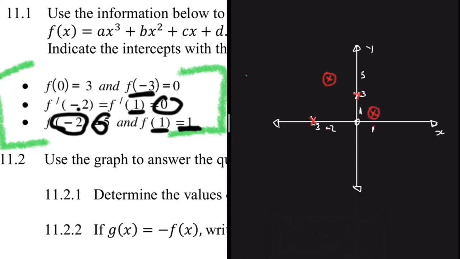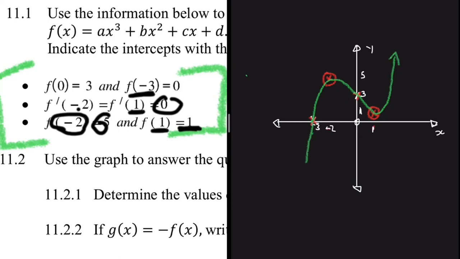So now you can see how your graph is going to look. We have this turning point here, so we're supposed to turn. And then when we come to this point, we're supposed to turn again because it's a turning point, right? And then it keeps going up.